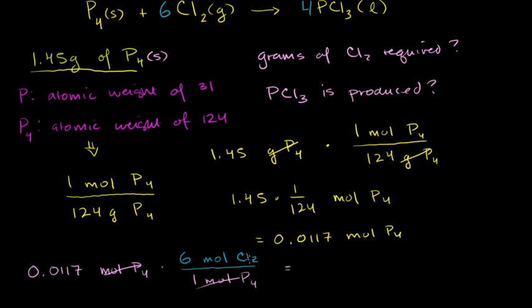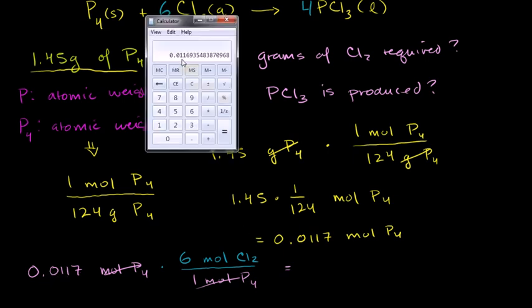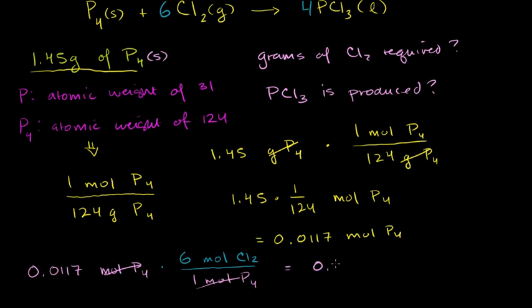So we're going to have 6 times 0.0117. I think I still have that on my calculator. Yeah, it's right there. So times 6 is equal to 0.07. I'll just keep it there. So this is equal to 0.07 moles of chlorine gas required.